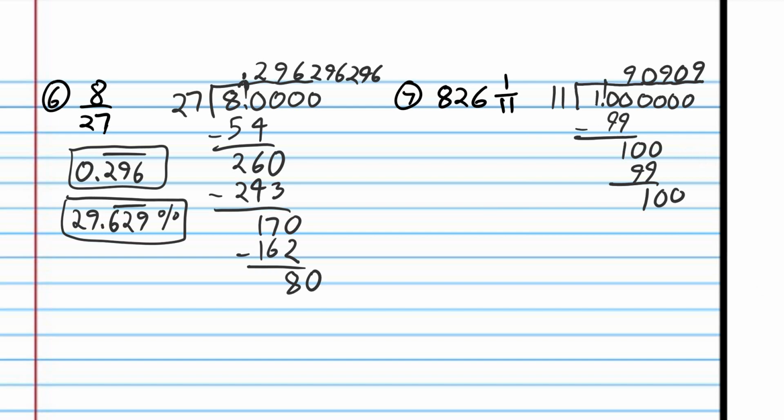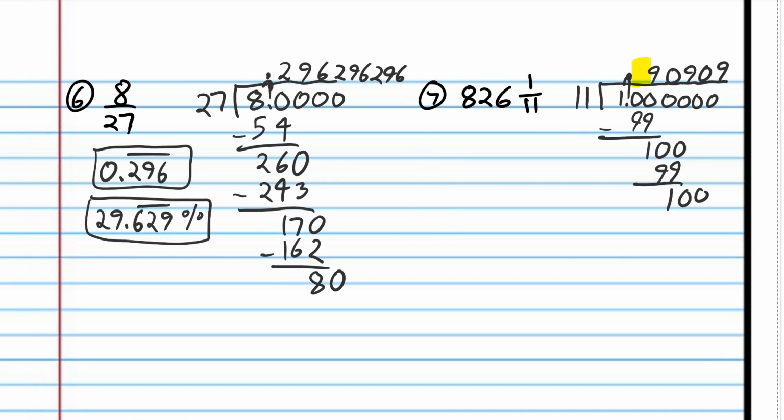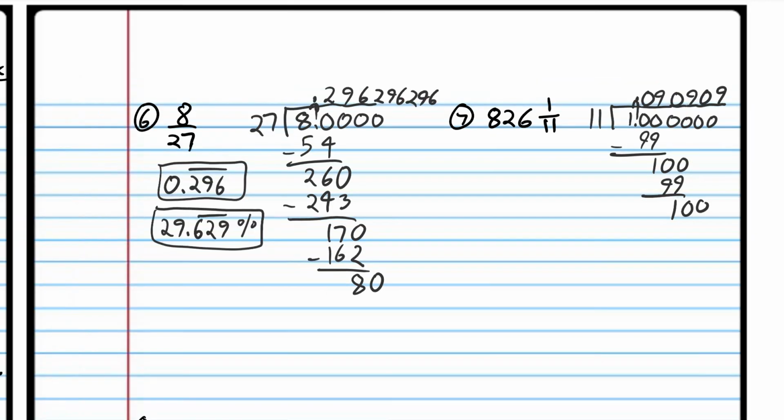So bring the decimal straight up, and you see something weird here. There's actually an empty space right here. So we have to fill that empty space with a 0. Alright, so we just add that repeating decimal to the whole number, and we have 826.09 bar. That's the decimal form of our answer.